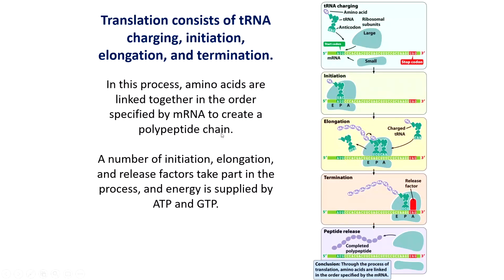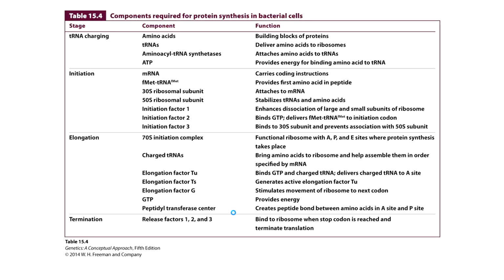A number of additional proteins are required to make initiation, elongation, and termination proceed. And a lot of these are energetic processes requiring ATP, as is the case with tRNA charging, or GTP, as is the case with elongation. There are so many different components required for protein synthesis. These are specific for bacterial cells, but you don't have to memorize these or anything. I just wanted to give you an appreciation for how many players are involved in this process.